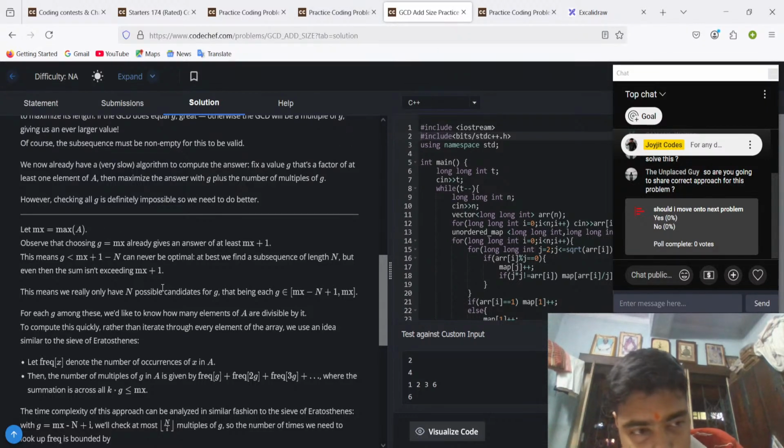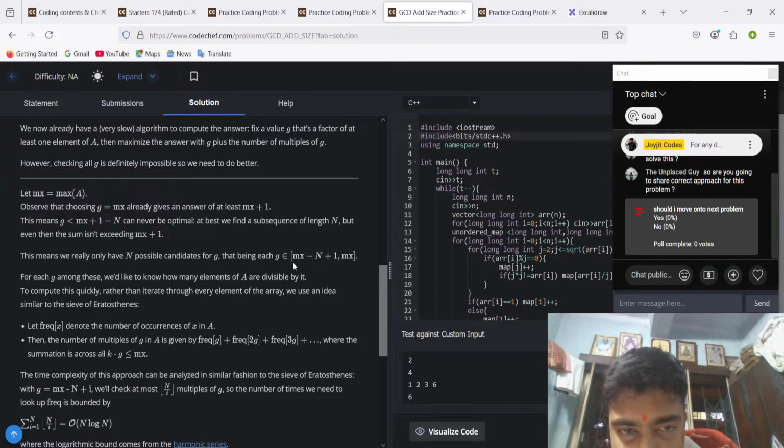Clear? Which means we only have n possible candidates for g. Great. That has to be in this range, mx minus n plus 1 and mx. So for each g among these, we would like to know how many elements of A are divisible by it. From this range, if we can find out how many elements of A are divisible by it, we can find out what is going to be the answer. Because the GCD has to be in this range. So for each G among these, we would like to know how many elements of A are divisible by it.